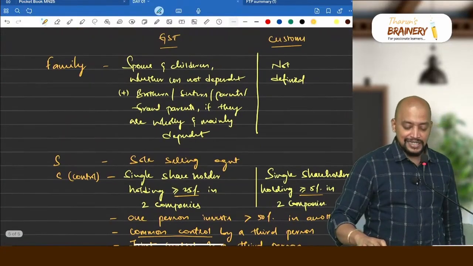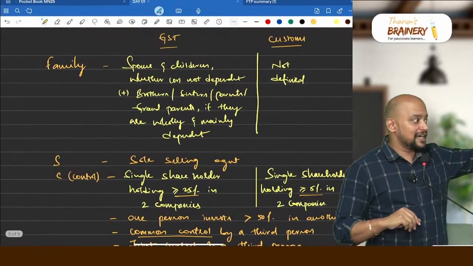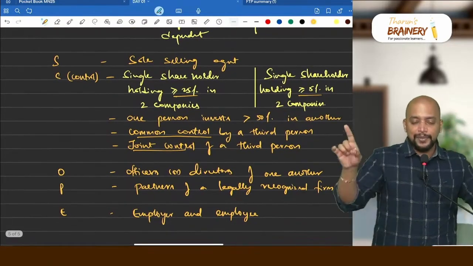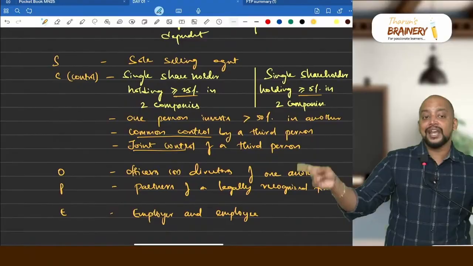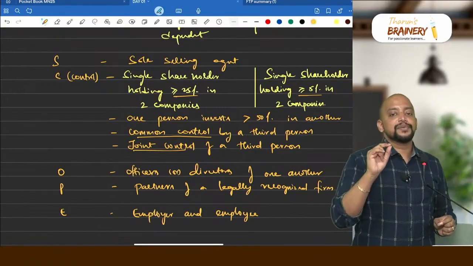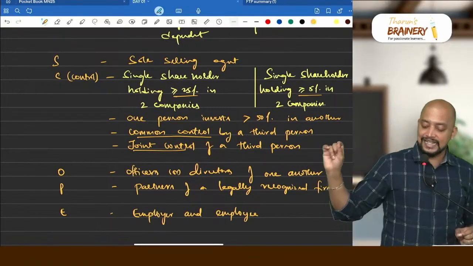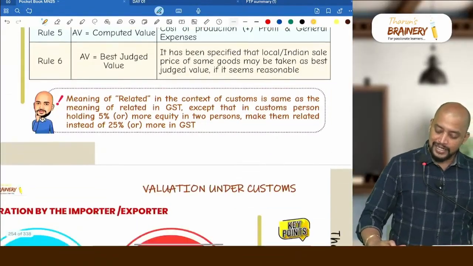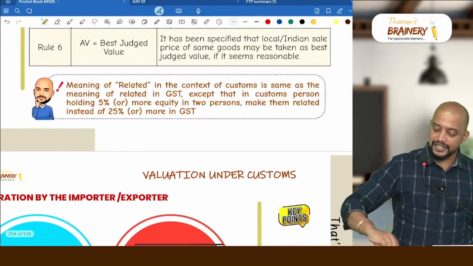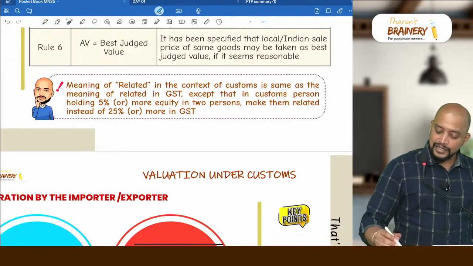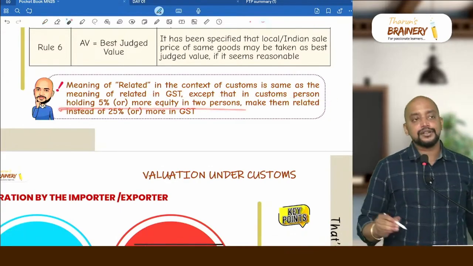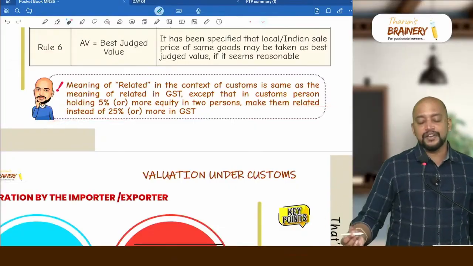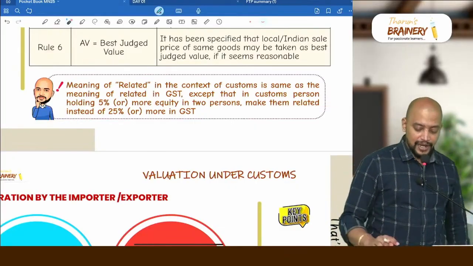So together we discussed that the only difference is that family is defined in GST but not defined in customs. And in the control point, two companies having a common shareholder hold 25% or more in GST, whereas in customs it will be 5%. The meaning of related in the context of customs is the same as in GST, except that in customs a person holding 5% or more equity in two companies makes them related instead of 25% or more in GST.